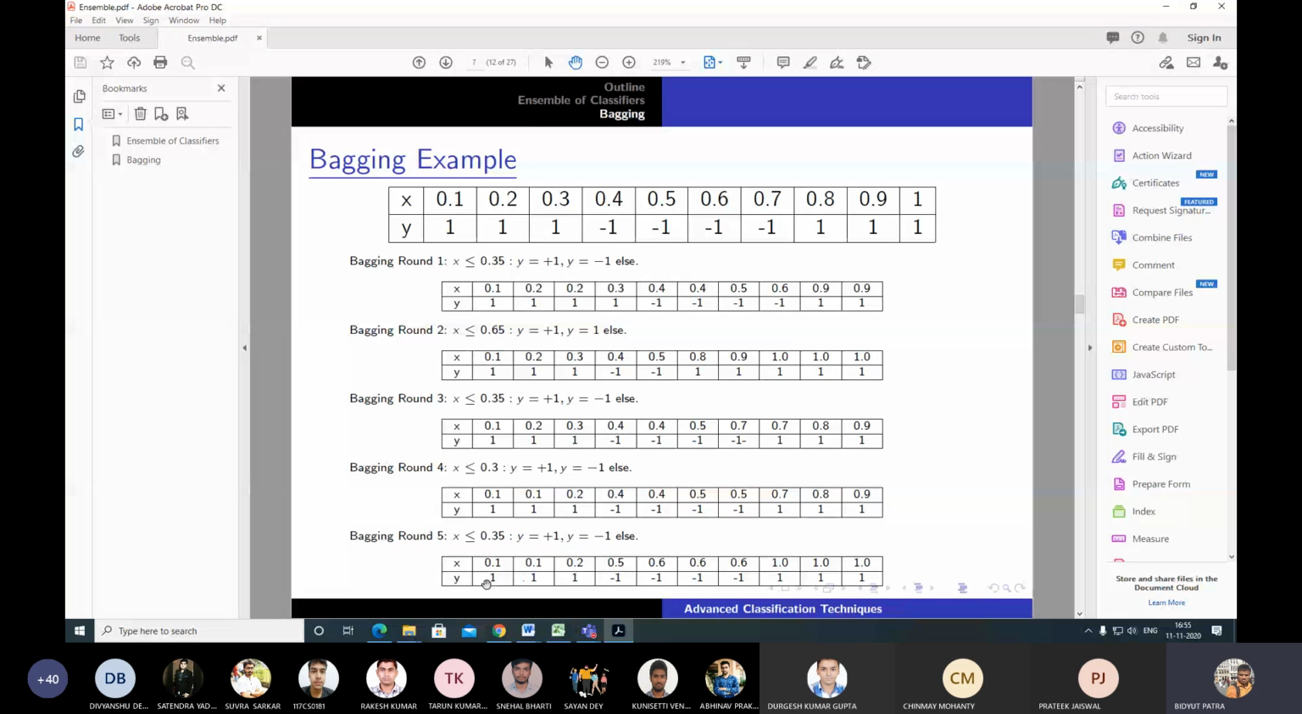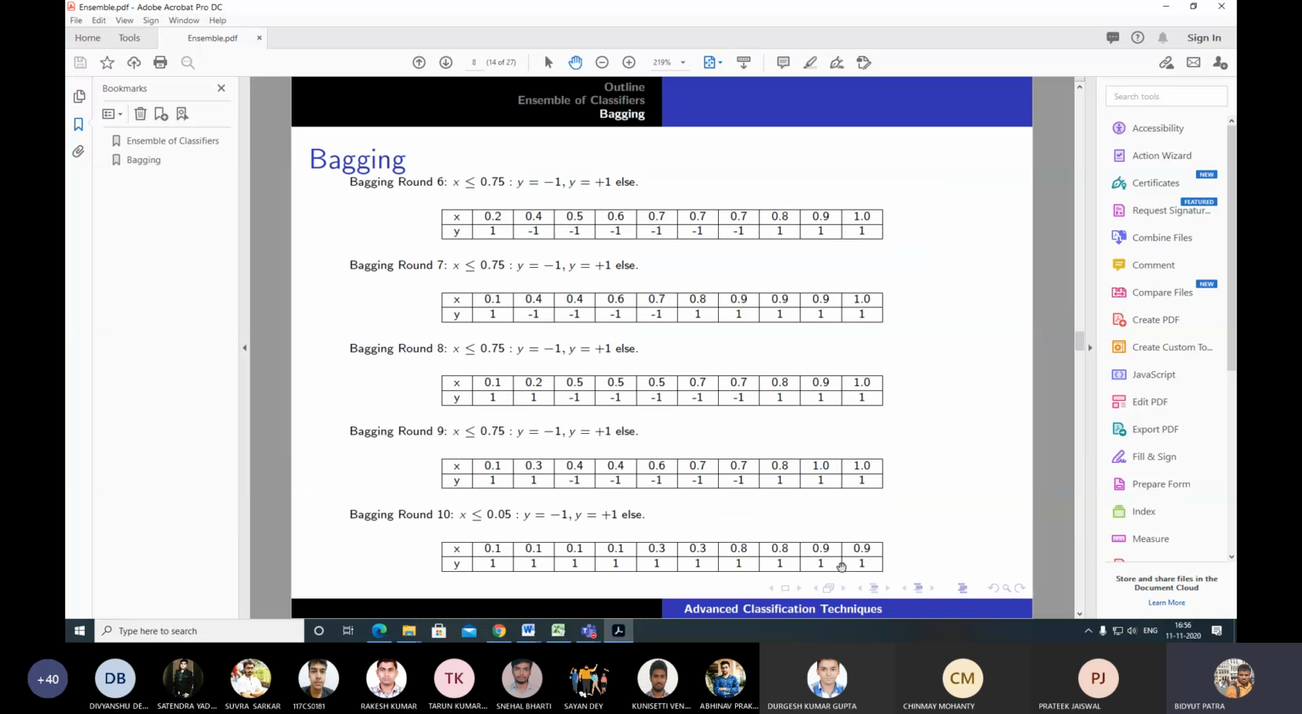So now here you see it is almost the same as this one, right? But the data set is different. If you take this one somewhere here, x lesser than 0.35 is positive, otherwise negative, but these 3 will make the mistake, okay? Similarly, you get bagging rounds 6, 7, 8, and somewhere bagging round 10, okay?